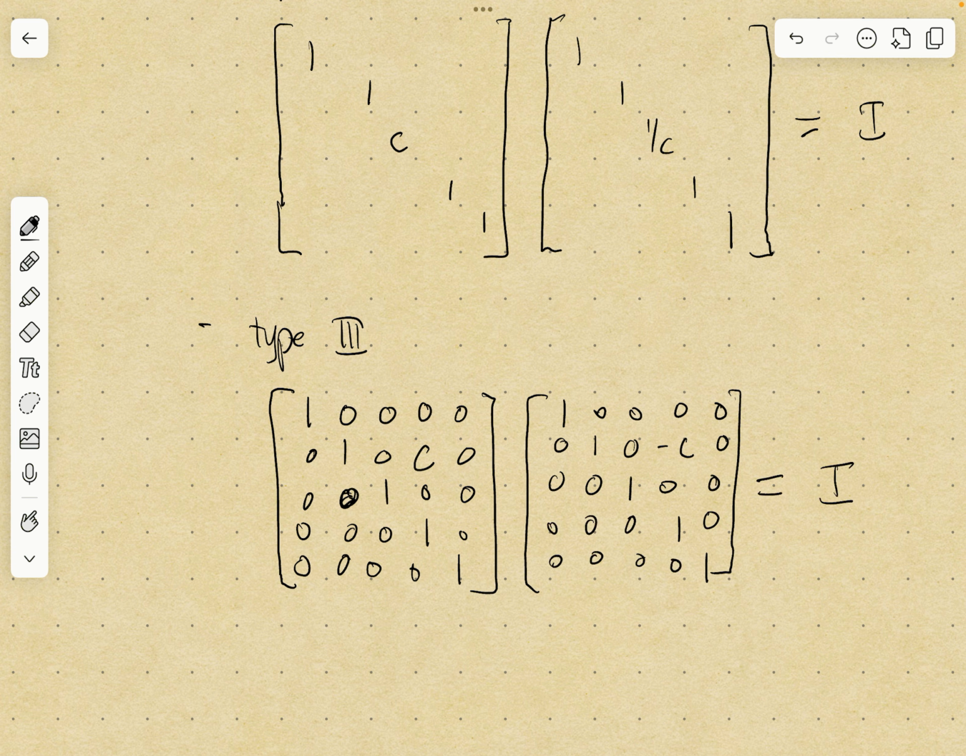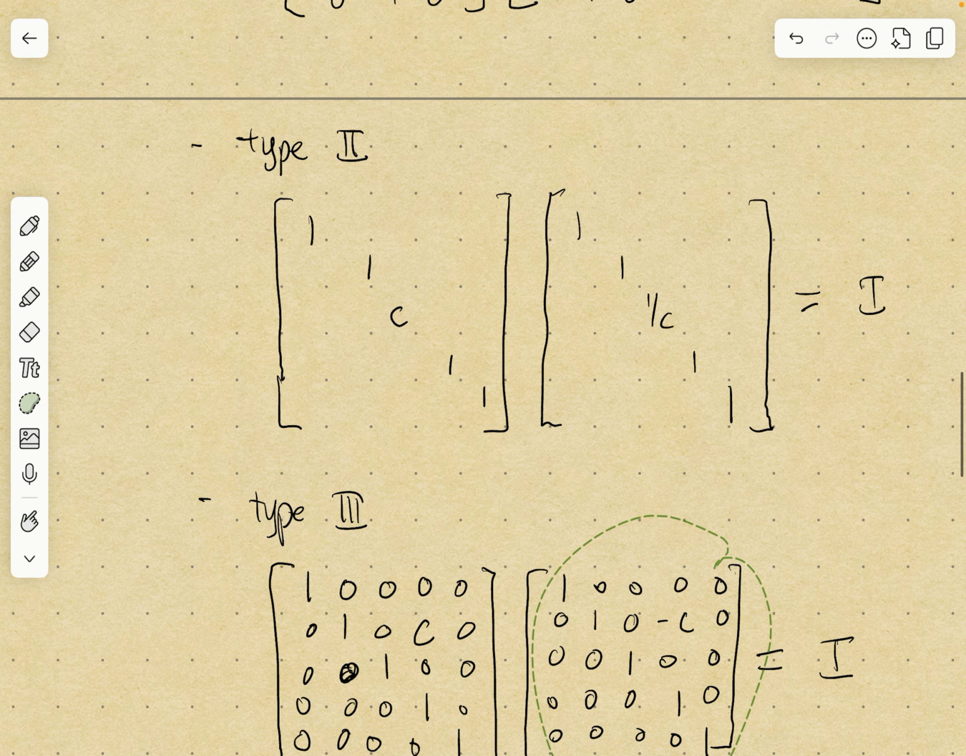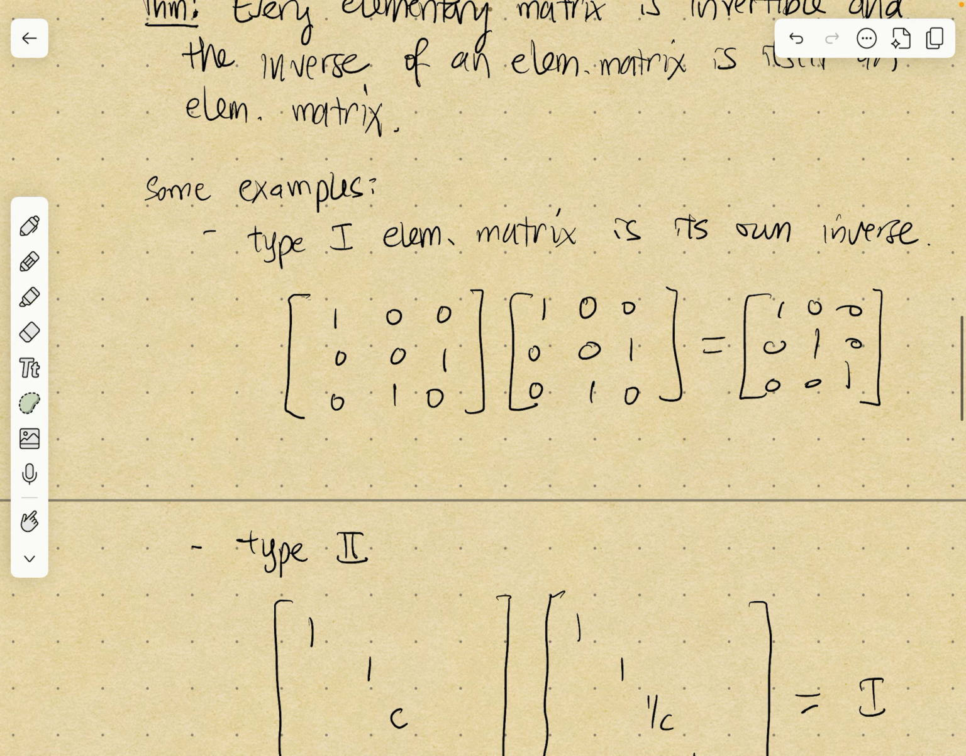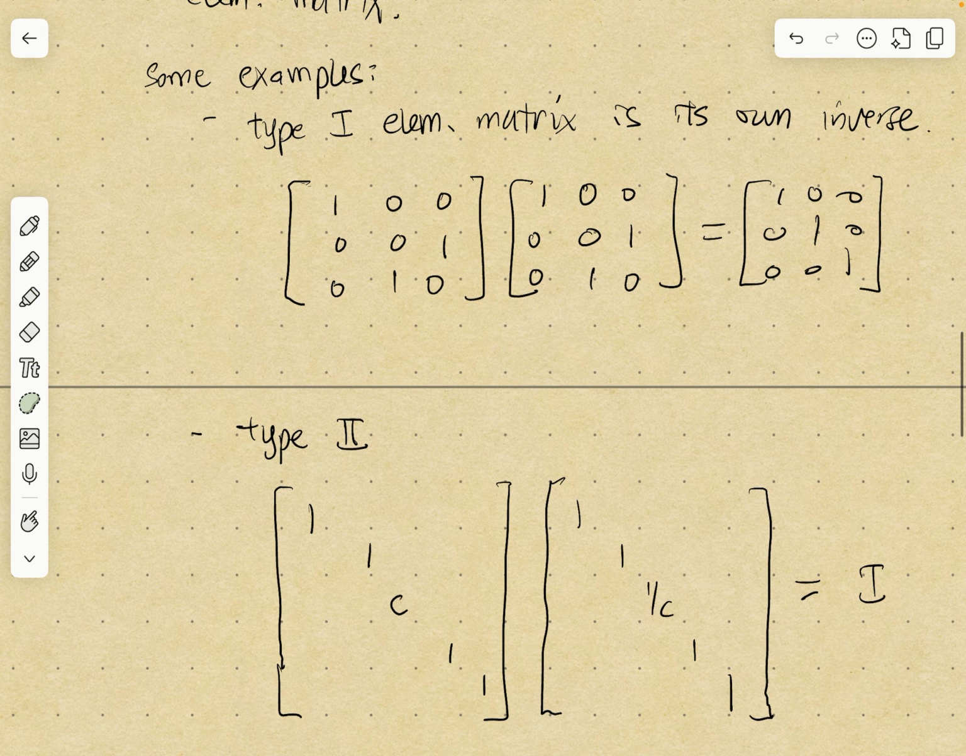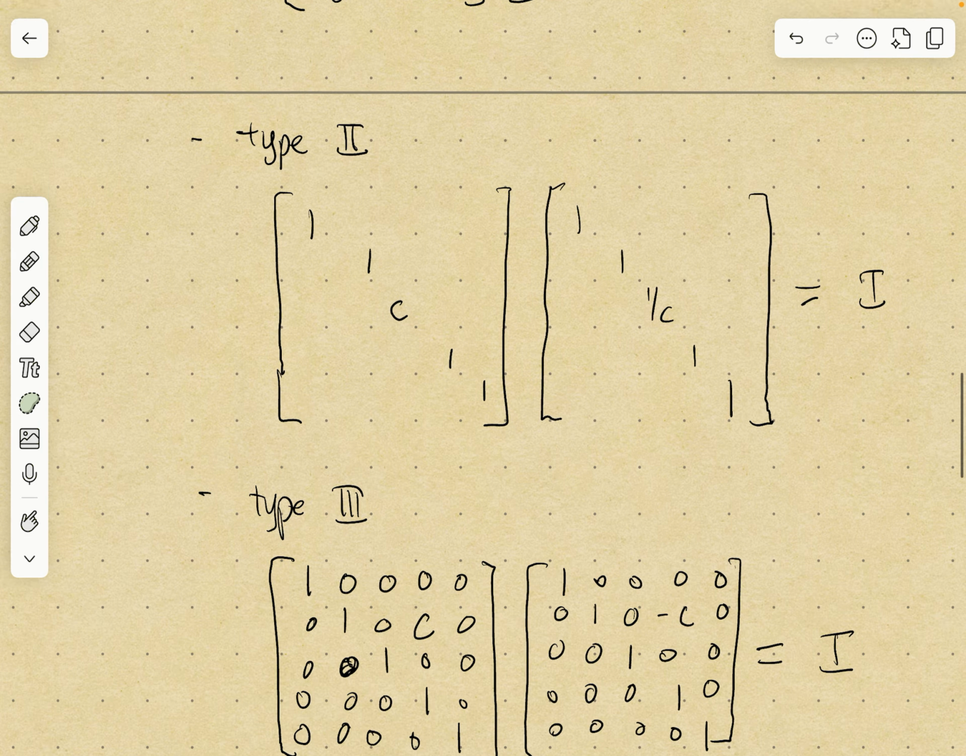If you multiply them, you do in fact get the identity matrix. And so each of these three matrices is invertible, and you can in fact check the inverse. In fact, the inverse of a type 3 matrix is a type 3 matrix. The inverse of a type 2 matrix is a type 2 matrix, and the inverse of a type 1 matrix is type 1. In fact, it's just itself. Okay, so these are very simple matrices to invert.